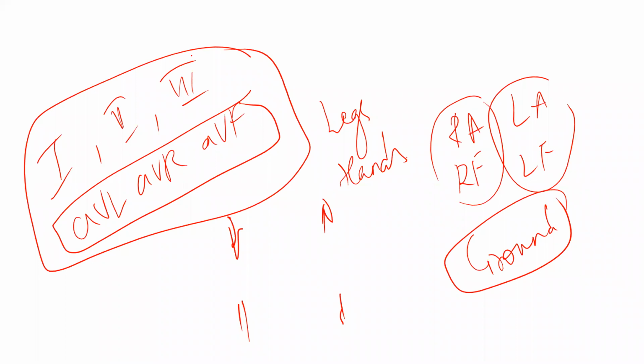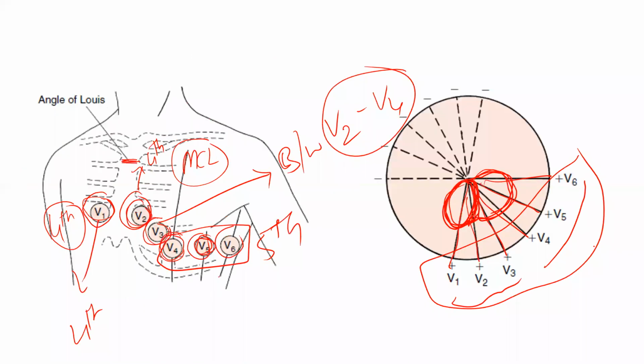So we will not remember much. We have four leads for limbs and six for the chest. Connecting wires are 10, but the ECG leads we get are 12. If you remember that much, it's more than enough. These are the different activities of the chest leads which are taken.